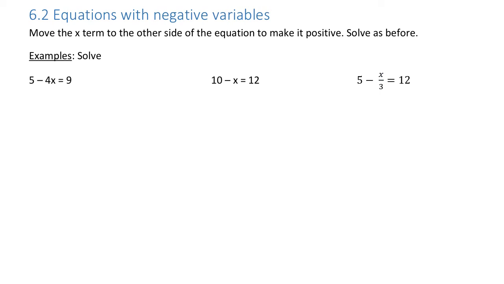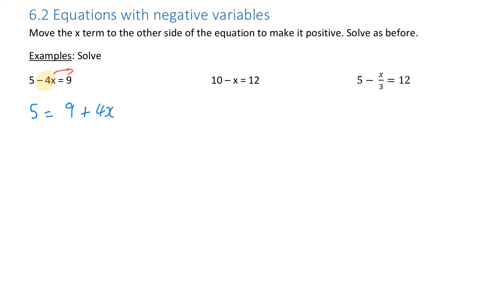For equations with negative variables, what we need to do is we move the x term, or the negative x term, to the other side so that it's positive, and then we solve it. And that's going to be the easiest and nicest way to do so. So in the first example, the negative term is the -4x. So we want to take it over to the other side. And whenever we do that, that's going to leave 5 equals 9 plus 4x.